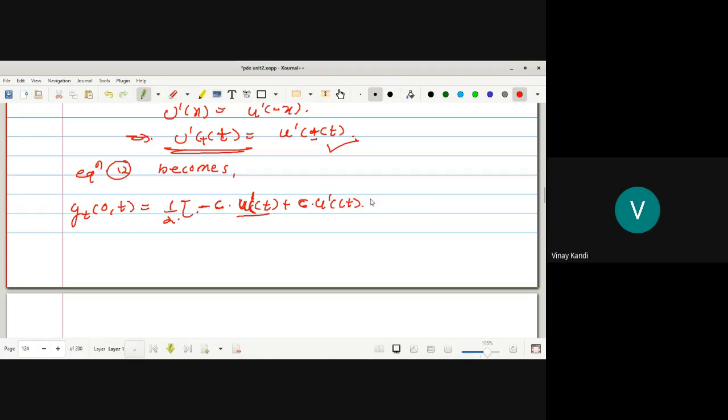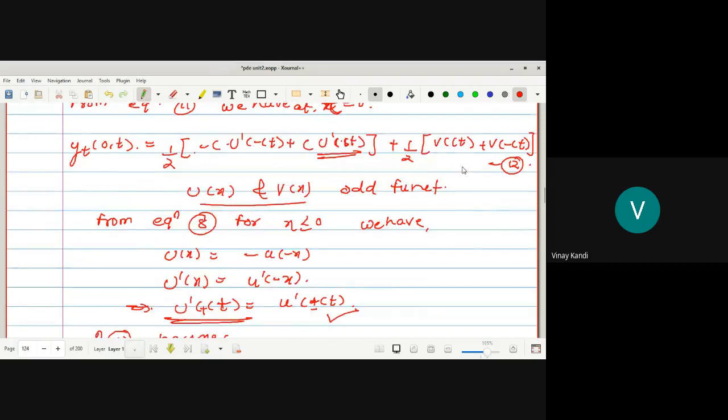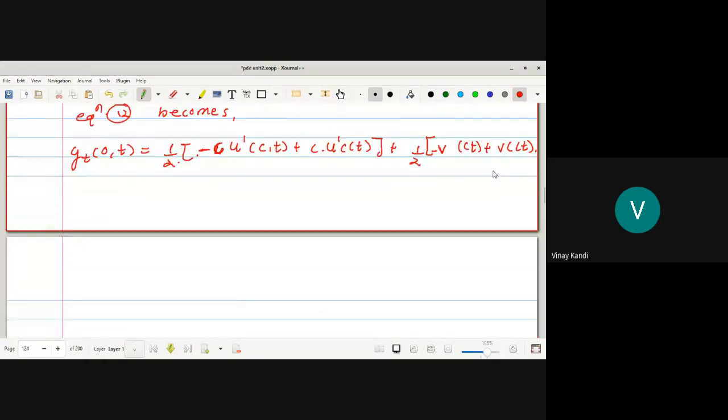So this one is minus c into u dash of ct plus c into u dash of ct, plus 1 upon 2 into minus small v of ct plus v of ct. Since v is an odd function, the minus comes out. So this becomes minus plus 0, and this is 0. So y t of 0 t is equal to 0.